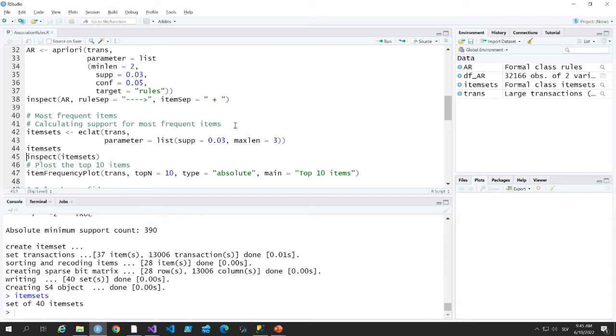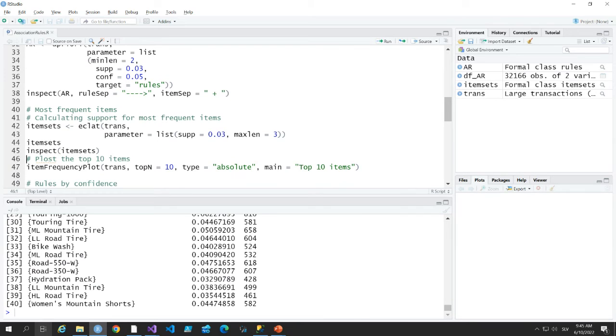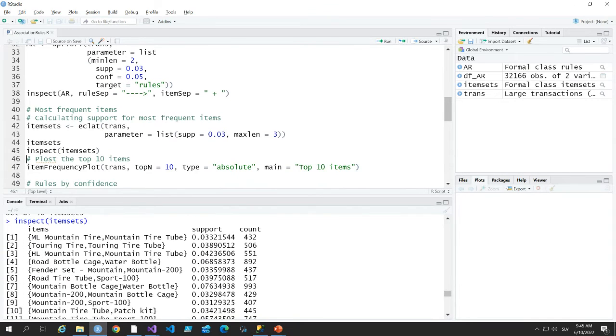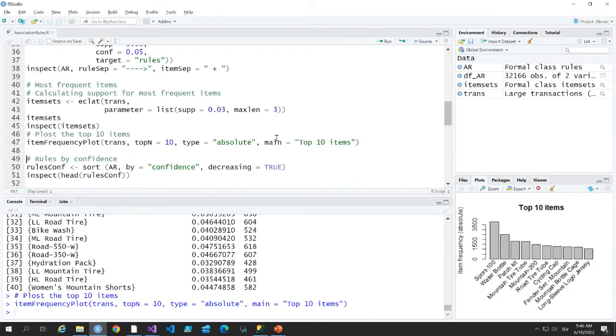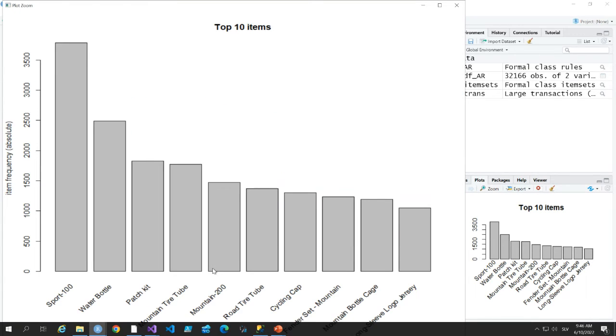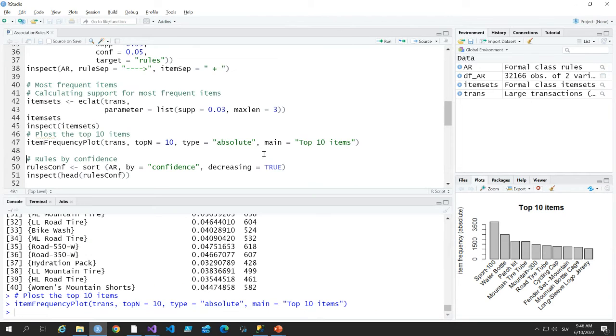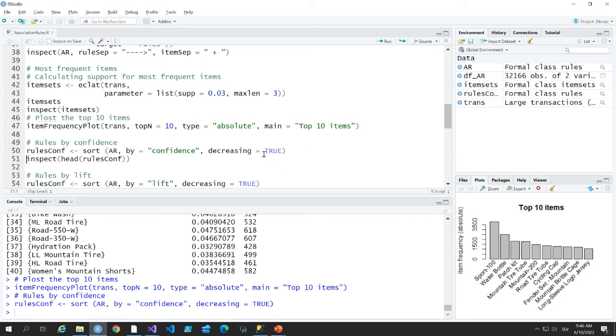So now I can use a CLAD function to select the most important item sets, 40, so we can inspect what are these most important item sets of 2, which are the most important from support. It is not sorted, but I can also sort it. Like, for example, these are top N single items. We already know Sport 100 is the most popular, water bottle, the second, and so on. Let's sort rules by confidence.